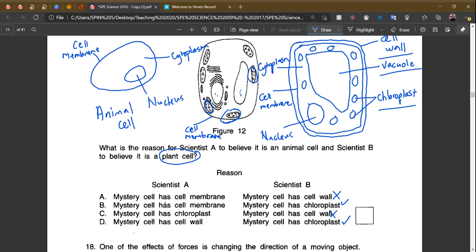And scientist A only debates it has cell membrane. So it does have cell membrane, and again it doesn't have cell wall. Therefore the best choice for this one is B. But if you look at the debate, I would say that scientist B has a better argument, because there is chloroplast there, and both plant cell and animal cell have cell membrane. But it's not for us to debate.